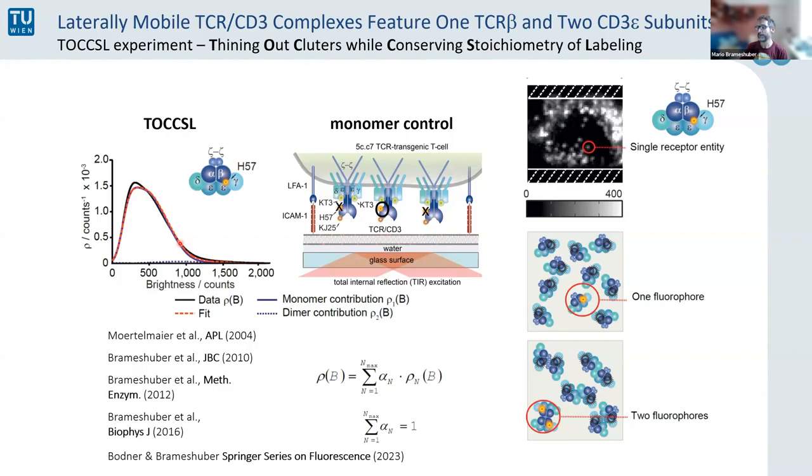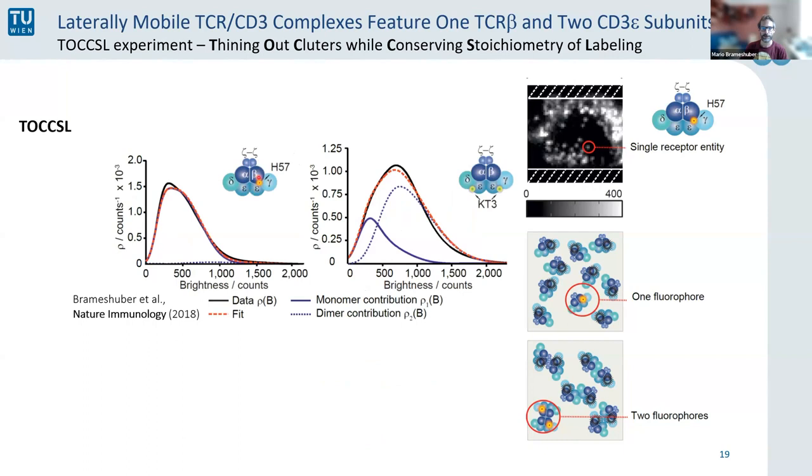But now what happens if we look at a different molecule? What happens if we look not at the beta subunit, but at the epsilon subunit? Because the T cell receptor complex, like in the textbook, carries two epsilon subunits. If you now label the epsilon subunit with a different single chain fragment, but use the same dye molecule and repeat the same experiment, you see the data looks completely different. The brightness distribution is much broader. It cannot be explained by only a monomeric contribution. It can be described by 25% monomers and 75% dimers.